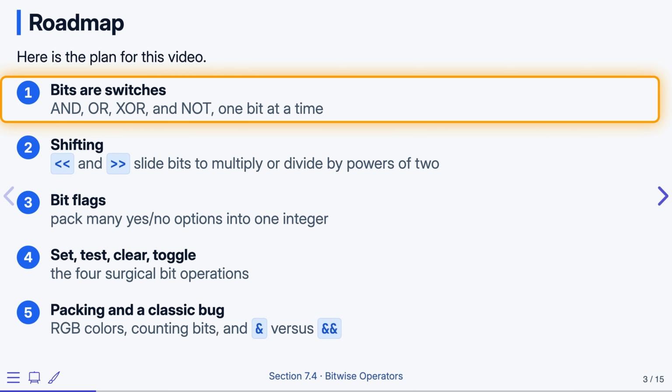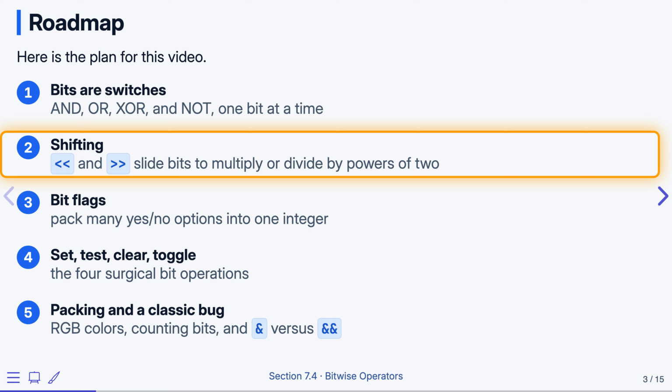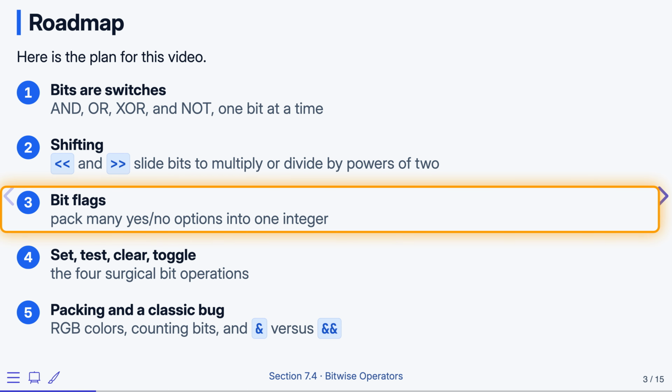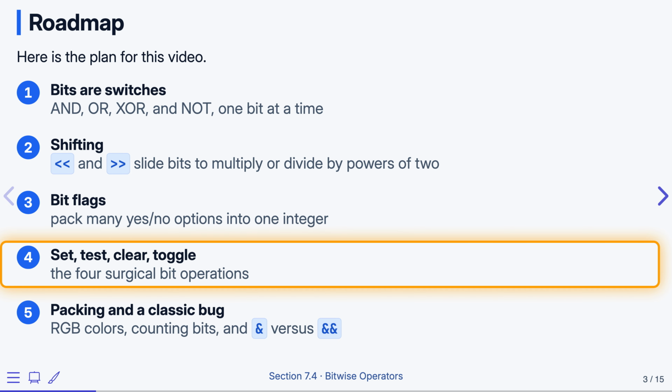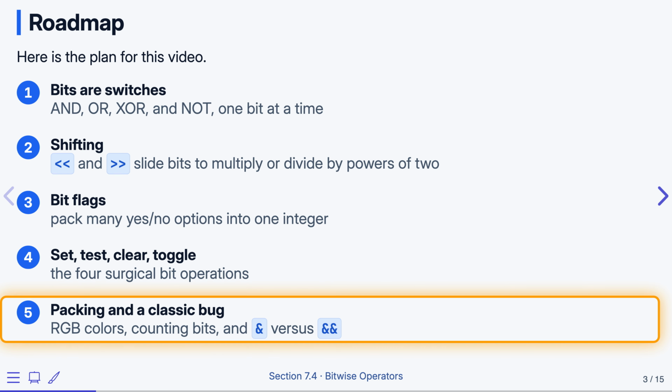This is the plan. First, bits are switches: AND, OR, XOR, and NOT, one bit at a time. Next, shifting. The shift left and shift right operators slide bits to multiply or divide by powers of 2. Then bit flags, packing many yes or no options into one integer. After that, set, test, clear, and toggle, the 4 surgical bit operations. Finally, packing and a classic bug: RGB colors, counting bits, and single ampersand versus double ampersand.